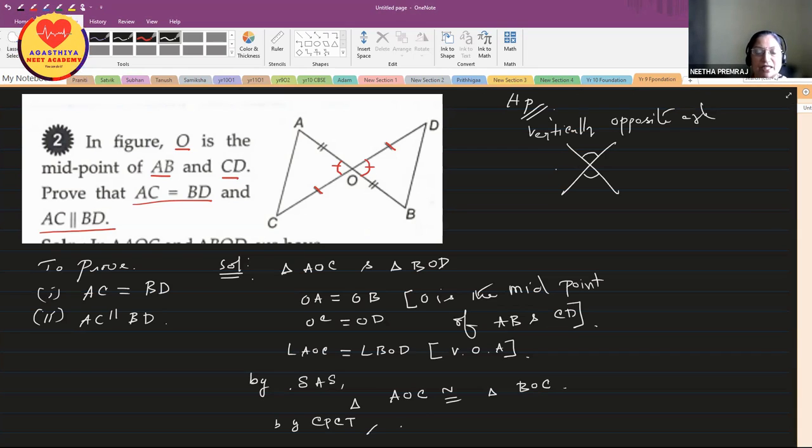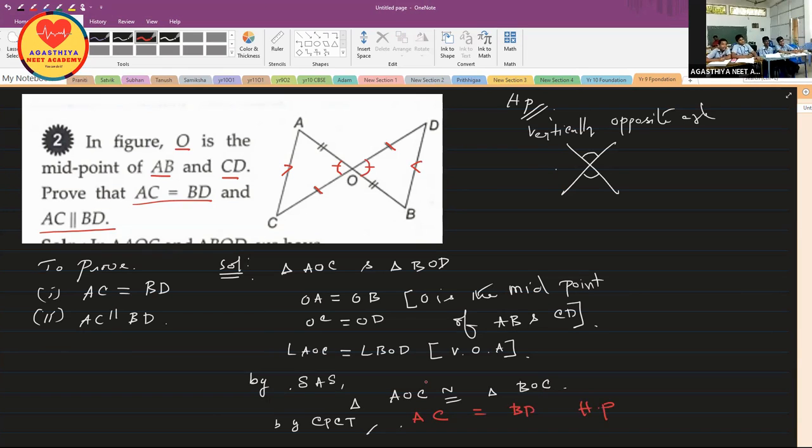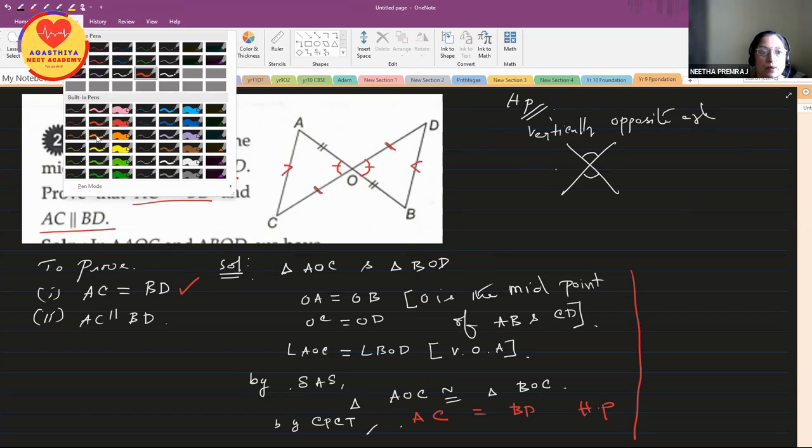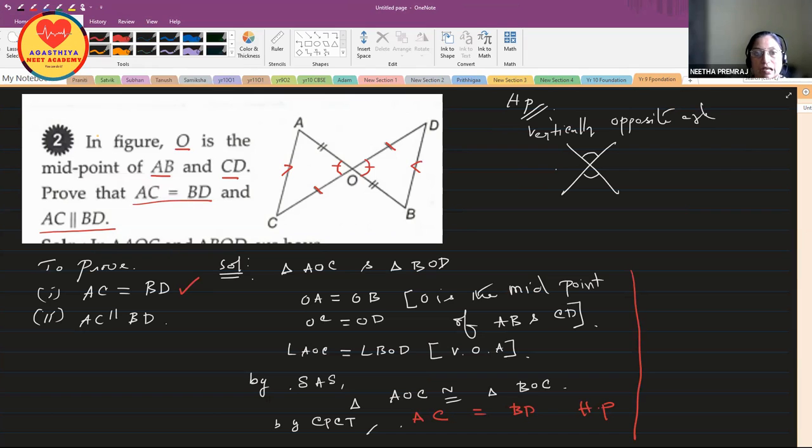By CPCT, obviously the third side must be equal to this side. Yes, AC is equal to BD, hence proved. Then we had to prove this. I told you if two triangles are congruent, the corresponding angles are also equal. So this angle must be equal to this, O must be equal to O, and C must be equal to C.